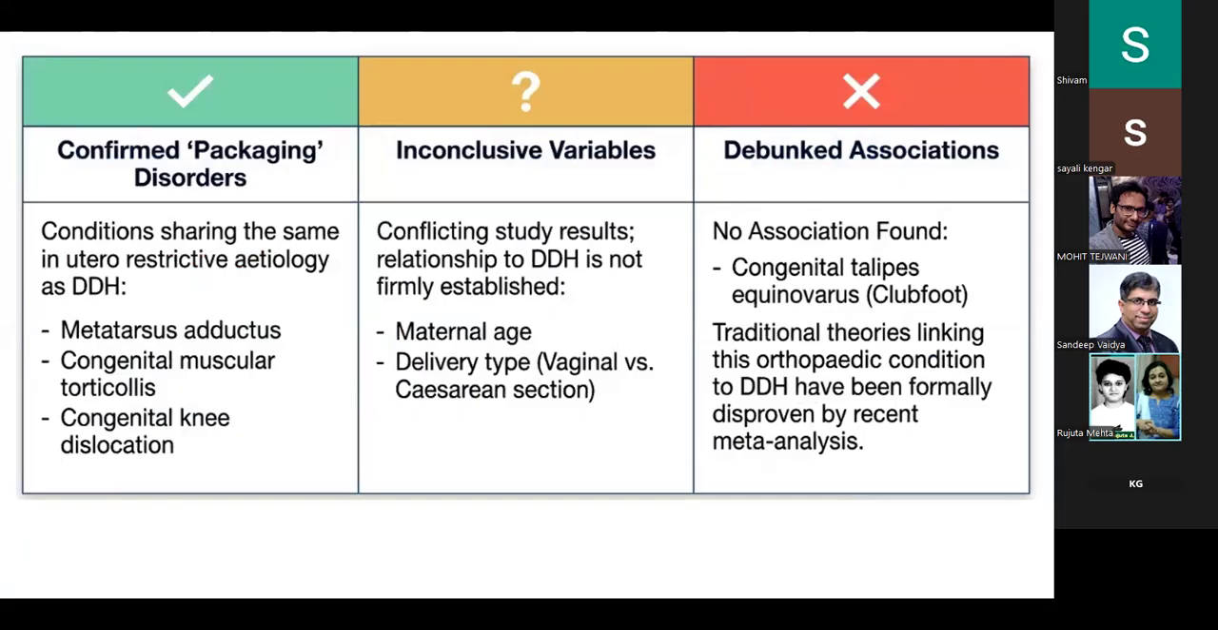Conditions such as metatarsus adductus, congenital muscular torticollis, and congenital knee dislocation are commonly seen with DDH because of sharing the same pathology, that is, intrauterine restriction. Maternal age and delivery type, their relation with DDH is inconclusive. Recent studies found that CTEV is not linked to DDH.